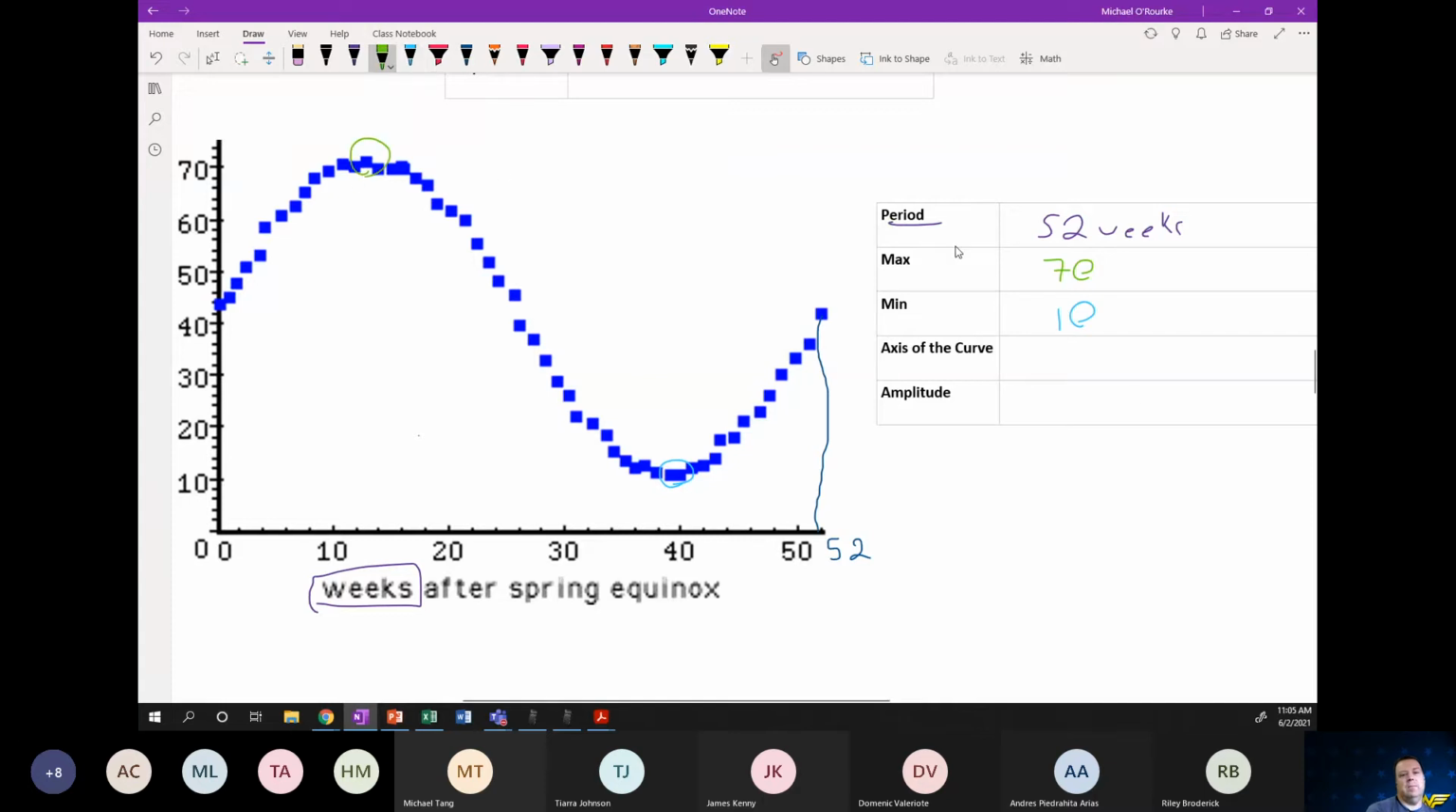Our axis of curve, we're going to add them up, divide by 2. 70 plus 10 divided by 2 is 80 divided by 2, which equals 40. So that kind of cuts it straight in half. Then my amplitude is 70 minus 10 divided by 2, which equals 60 divided by 2, which equals 30, which makes sense because 40 plus 30 equals 70.